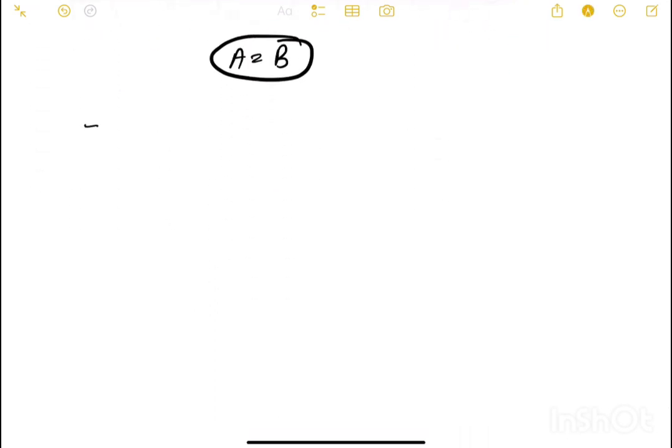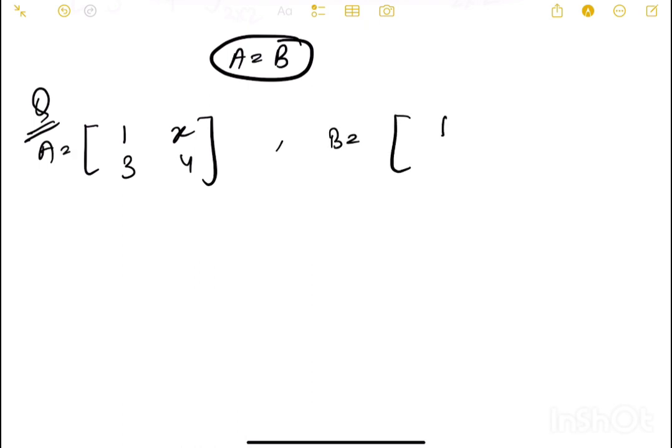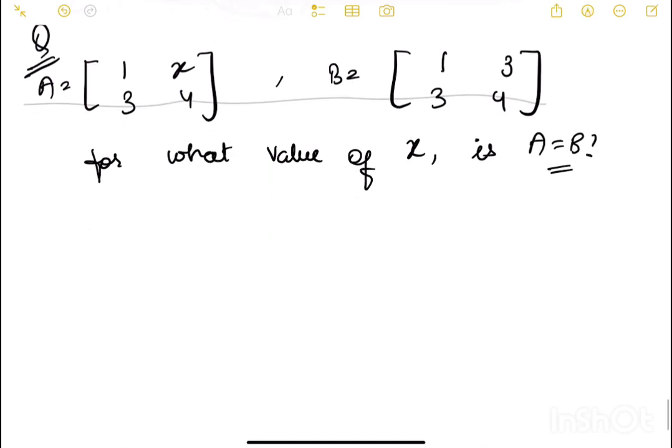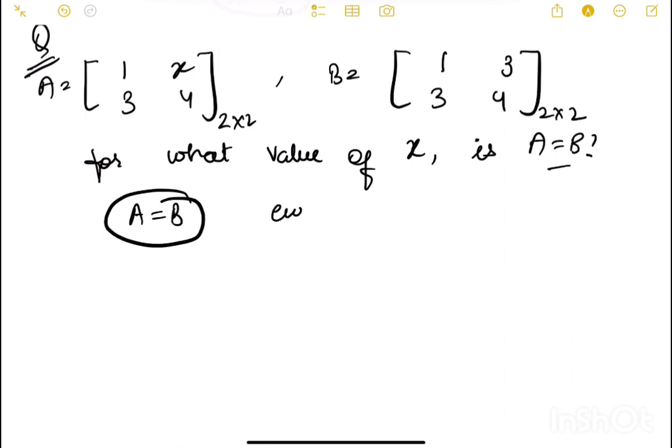If you want to do a question based on this, let us suppose this is my matrix A and this is my matrix B. Now the question is, for what value of x is A equal to B? Now what is the order? It is 2 cross 2, 2 cross 2, right? For A to be equal to B, every corresponding element must be the same.